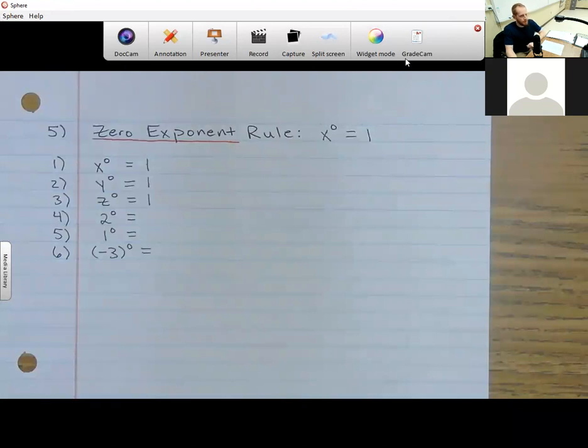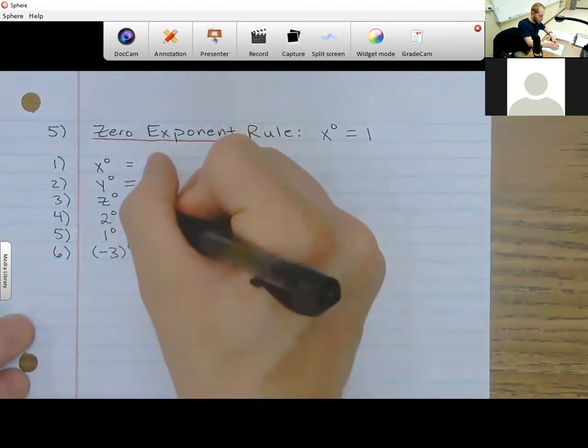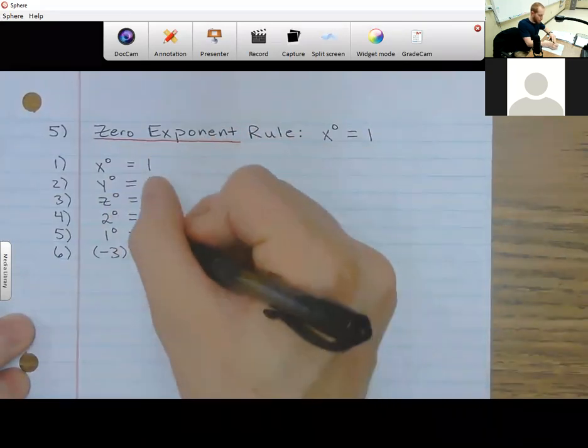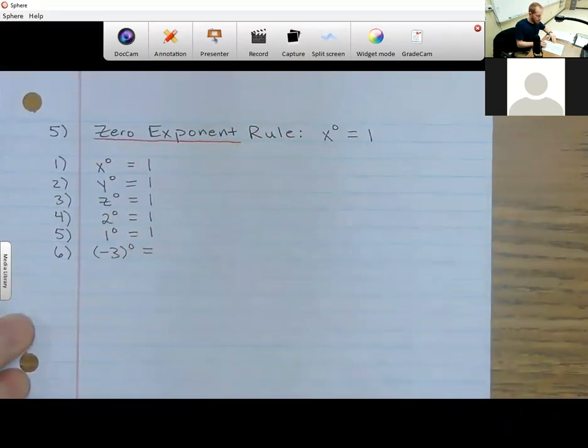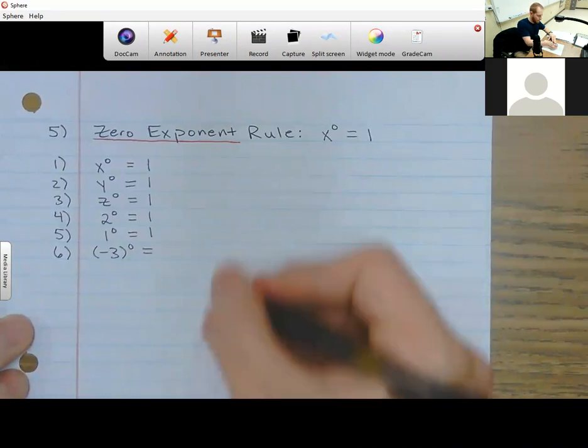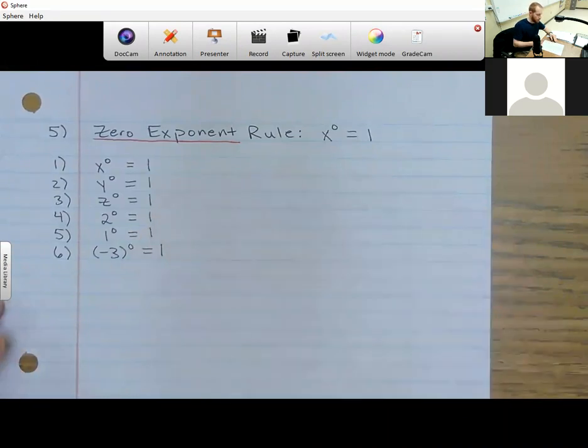Okay? So now I've got whole numbers raised to the 0 power. But luckily, the rule still holds, right? Anything to the 0 power is going to be 1. So 2 to the 0 power is going to be 1. 1 to the 0 power is going to be 1. And even a negative number raised to the 0 power is going to be a 1. So notice you're getting 1s for all your answers. You should be, because anything to the 0 power is 1.